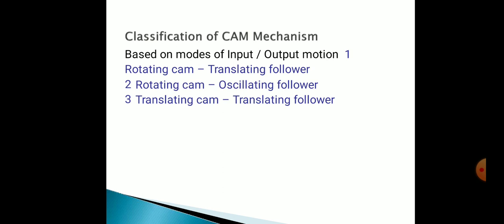Classification of cam mechanisms, based on modes of input-output motion. Number 1: rotating cam, translating follower. Number 2: rotating cam, oscillating follower. Number 3: translating cam, translating follower.